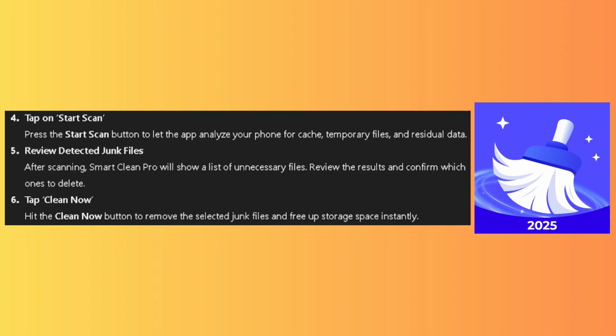Review detected junk files. After scanning, Smart Clean Pro will show you a list of unnecessary files. Review the result and confirm which ones you want to delete. Tap Clean Now. Hit the Clean Now button to remove selected junk files and free up storage instantly on your phone. Now you know how to enable Phone Cleaner on Smart Clean Pro.